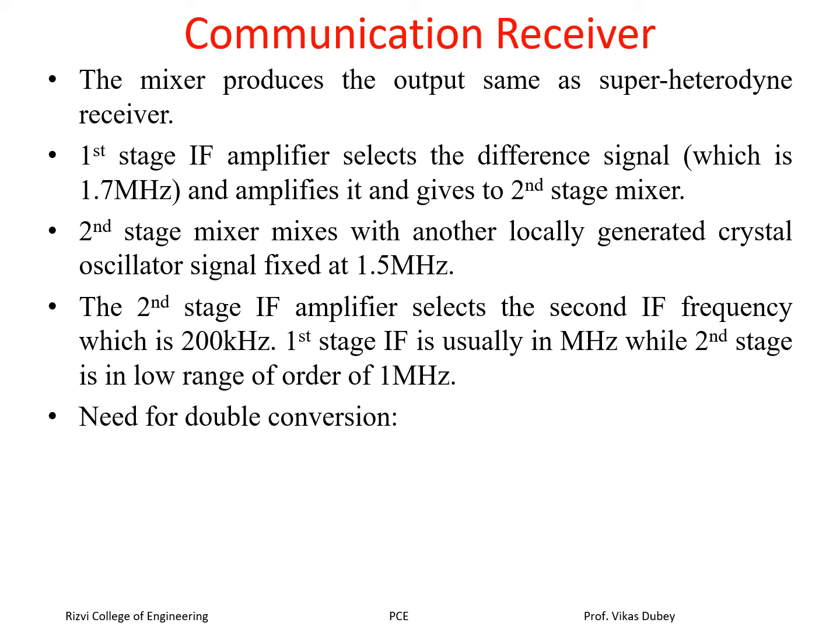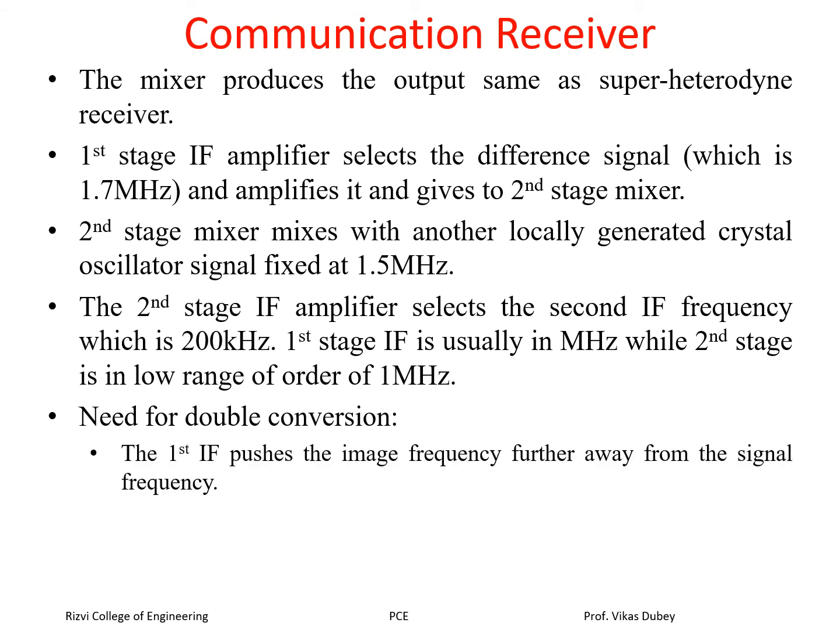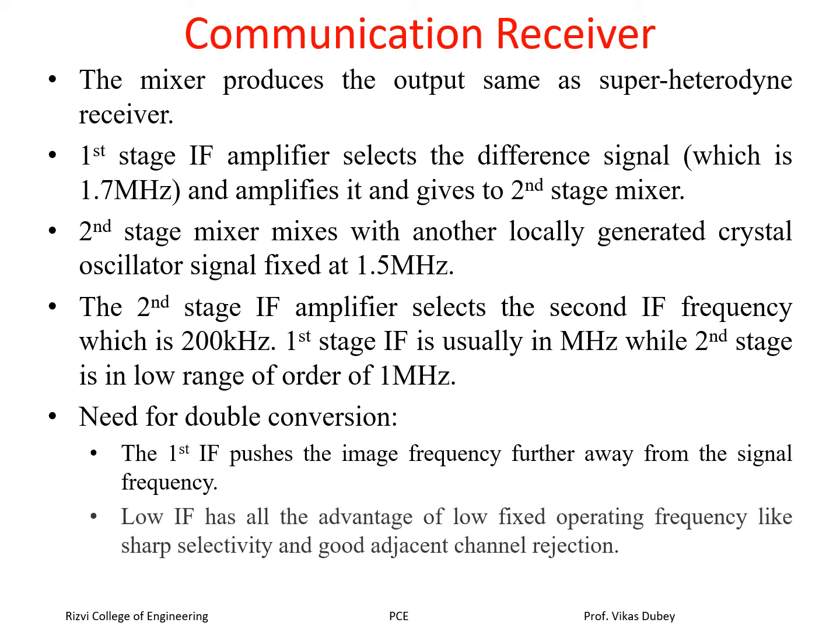Now why is there a need for double conversion? The first IF is in megahertz, 1.7 megahertz, while the second is 200 kilohertz. The advantage is that the first stage IF pushes the image frequency further away from the signal frequency. Because the image frequency is far away from the original frequency, image rejection becomes easy.